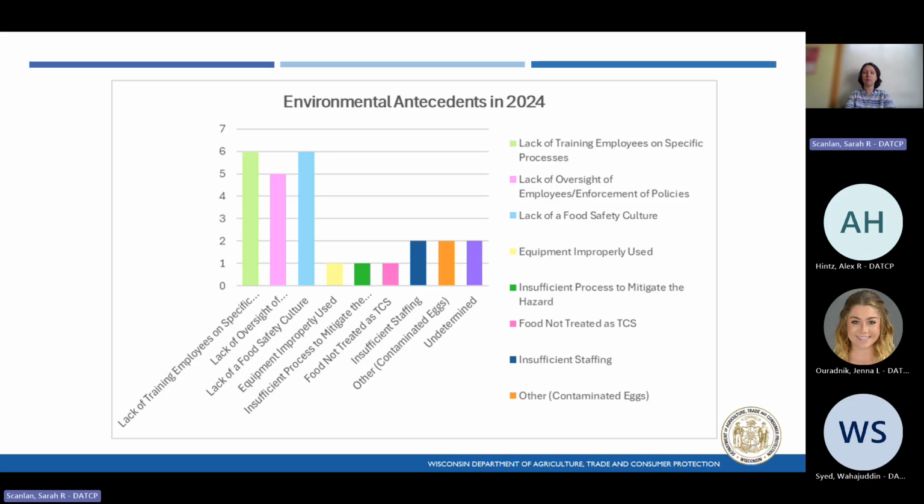There were 2 outbreaks where an environmental antecedent could not be determined. If a contributing factor is unable to be determined in an outbreak, then the environmental antecedents are likely to be undetermined. Next, we will move forward to discuss the opportunities for improvement for the NEARS program.